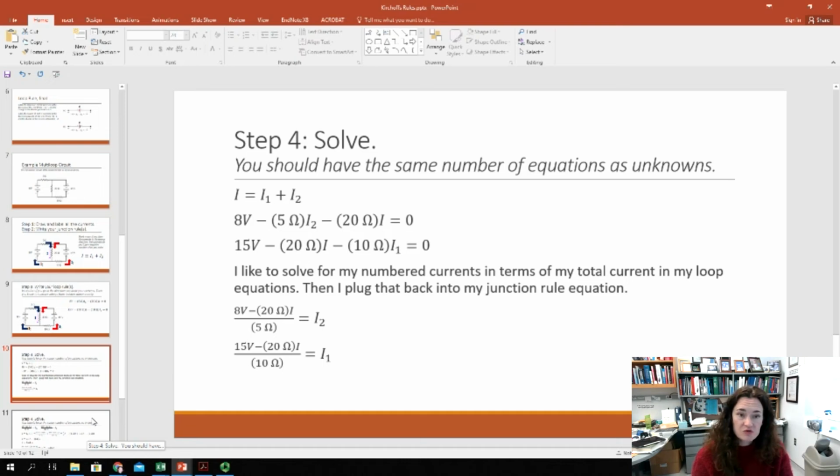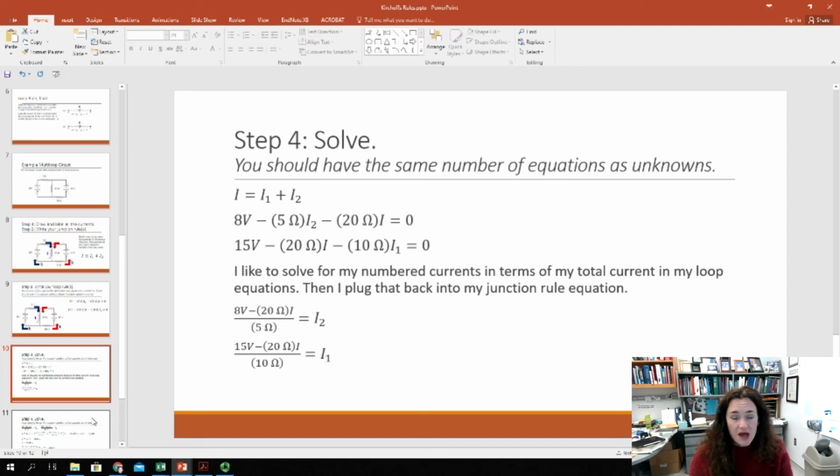So I had one equation for my junction rule, that was I is equal to I1 plus I2, and then I had 2 loop rule equations, which I just listed. Now what I like to do is use my loop rule equations and solve for my numbered currents in terms of my total current. Then I take those solutions and plug them back into my junction rule to solve for my total current. That's the process that I follow every time, and it works pretty well for me. If you don't like that, totally go with what you like to do, okay? But this is how I like to solve.